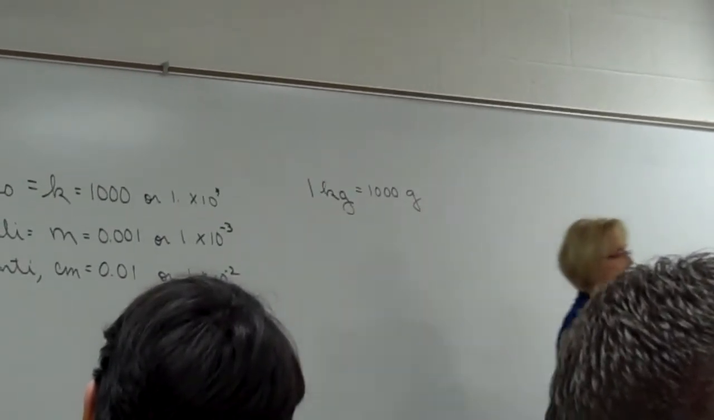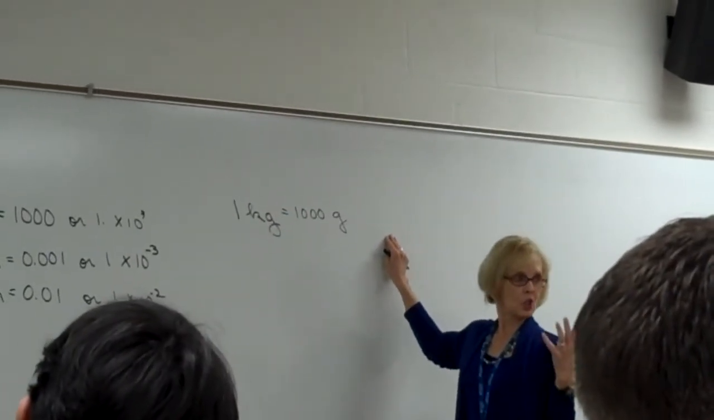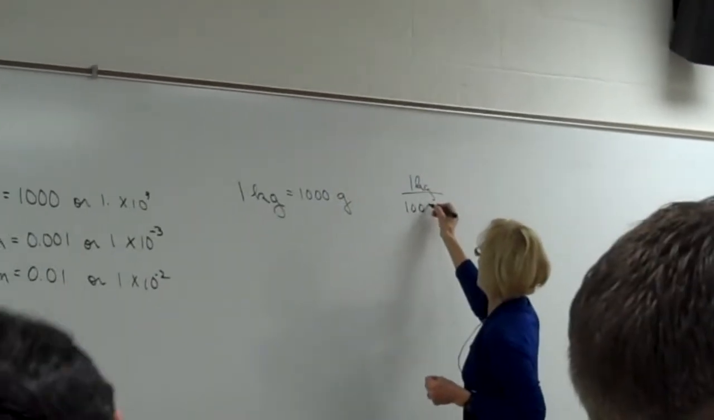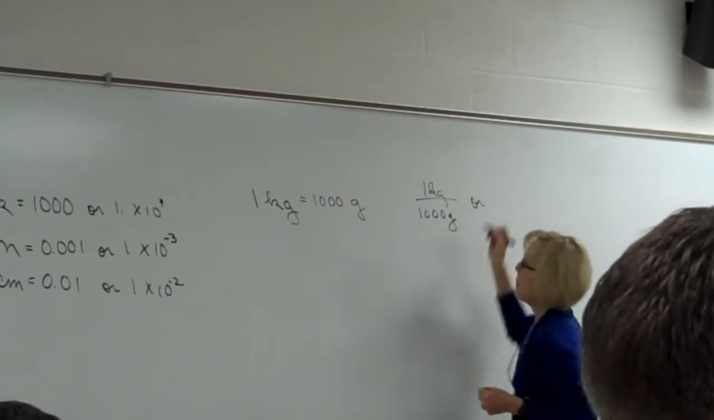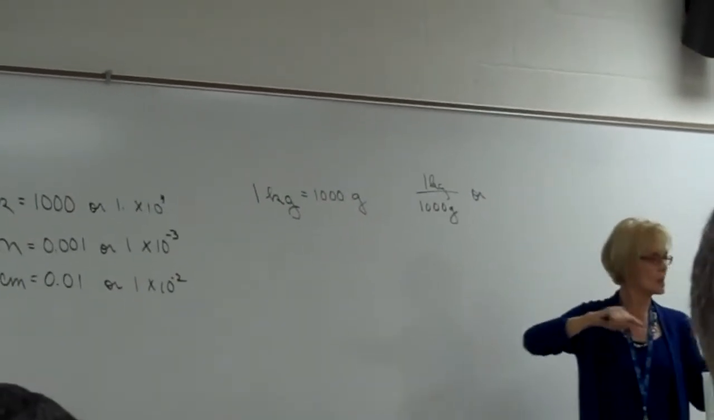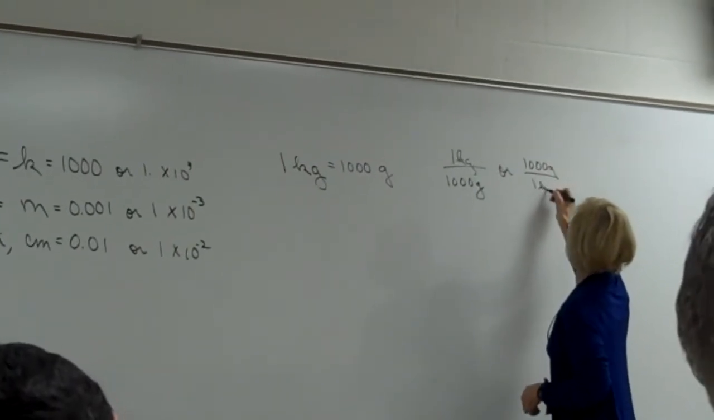Now that is a statement of fact. I can take that statement of fact and I can turn it into conversion factors. I can write 1 kilogram is 1,000 grams, but it's equally true the inverse of that. And sometimes we use one, sometimes we use the other. So 1,000 grams is 1 kilogram.